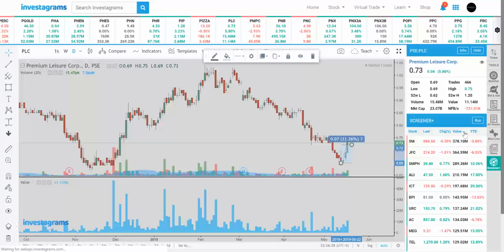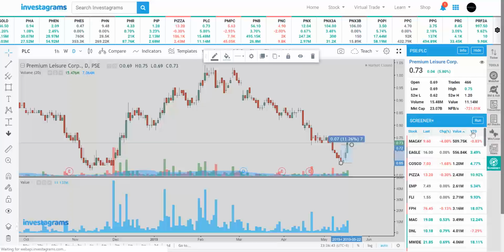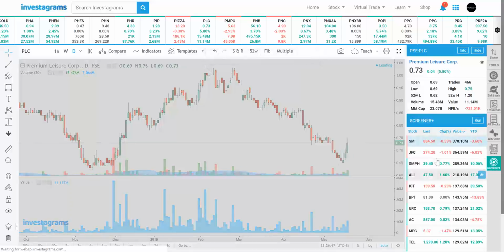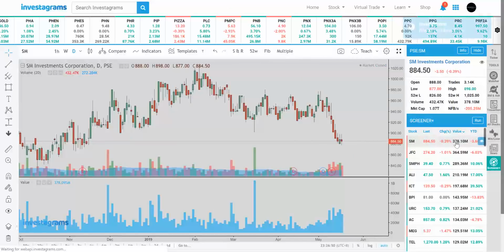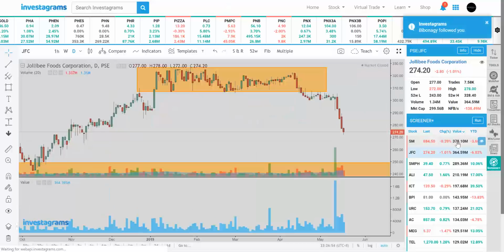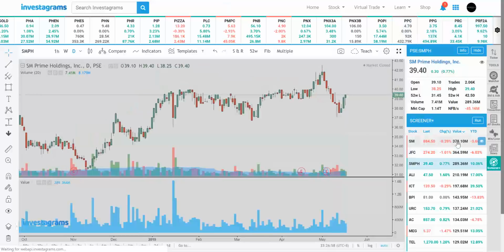So wait, yeah, here. I think this value isn't the 10-day average. This is just the last day value. So we're still looking for a way where you could filter the top indicator here in the Screener Plus. But the good thing is once you screen your results right on the chart with the Screener Plus, you could just scroll easily. Okay, so these stocks are the ones that fit my filter, my indicators.